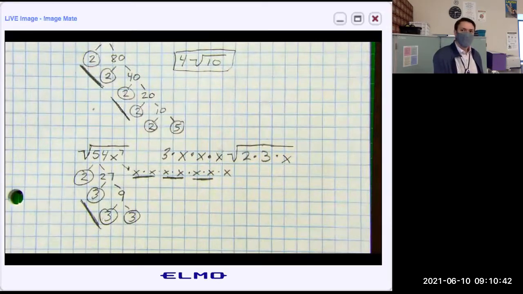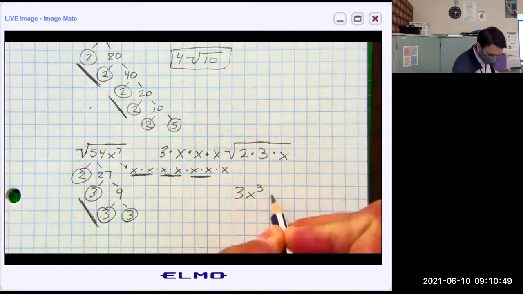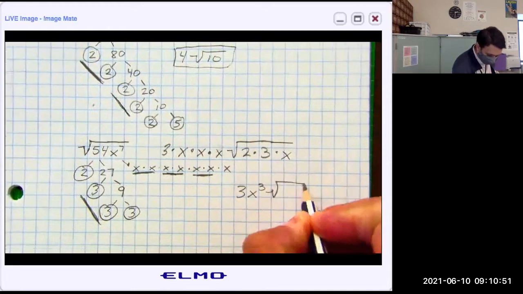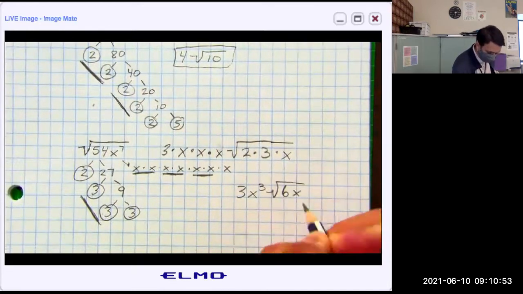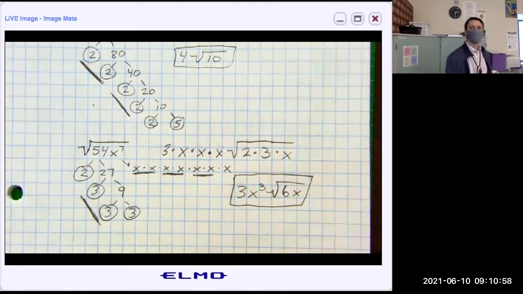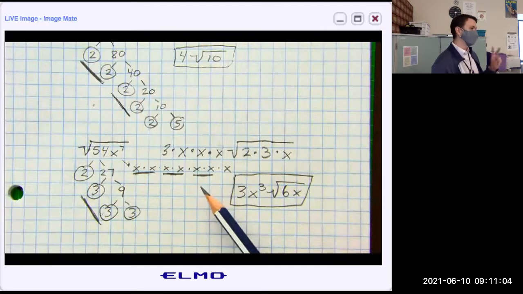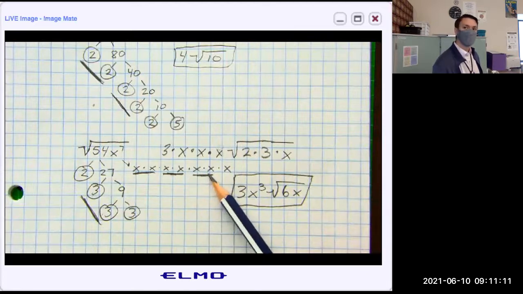Now we just do a little normal simplifying. 3 times x times x times x is 3x to the power of 3. And on the inside, 2 times 3 is 6, and we still have one x left over. So this would be our answer here. The reason we're finding pairs is because the square root says a number times itself. If you have that, then the answer is that number. And so here was an x times itself, and so the square root of that is just an x.